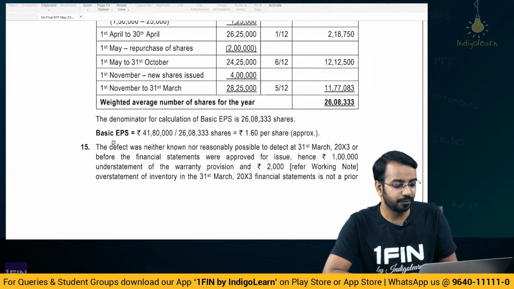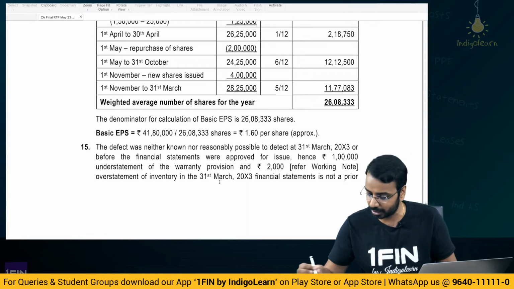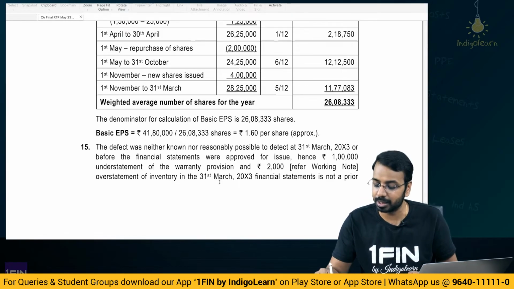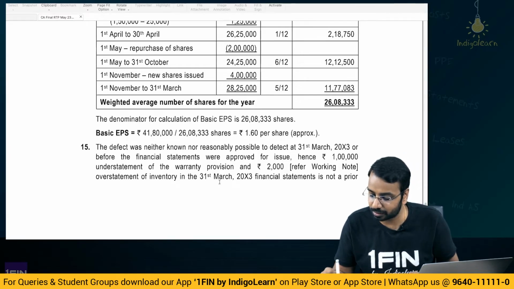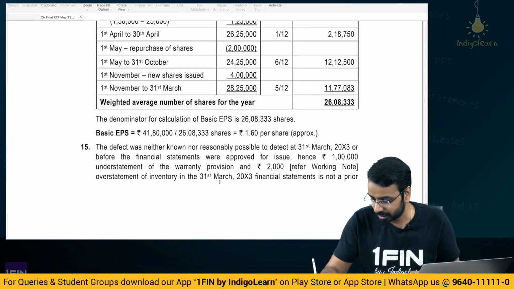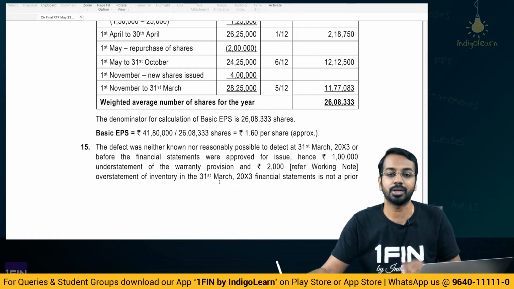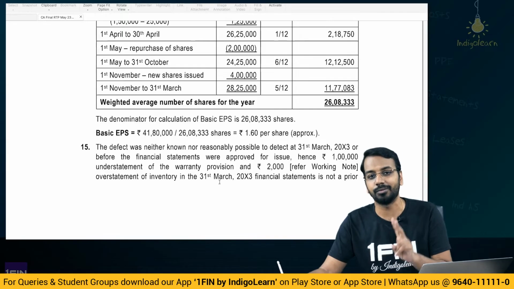The defect was neither known nor reasonably possible to detect at 31st March or before the financial statements were approved for issue. Hence, 1 lakh understatement of warranty provision and 2,000 of overstatement of inventory. Why overstatement of inventory? Inventory was reported at cost 15,000 now, and 5,000 additional was incurred to rectify. Means from your NRV less cost to sell, which is 18,000, you will still have to incur another 5,000, which makes it 13,000. This becomes your NRV. How much is the cost? 15,000. So you should have reported at 13,000. Now you have reported it at 15,000, which is 2,000 excess.